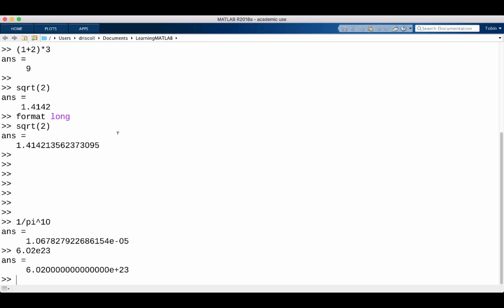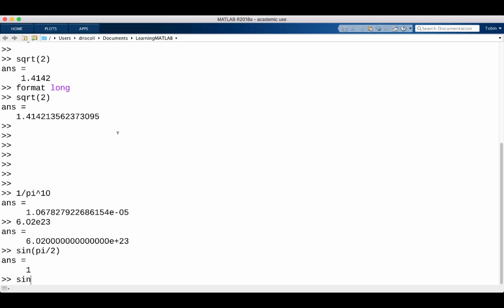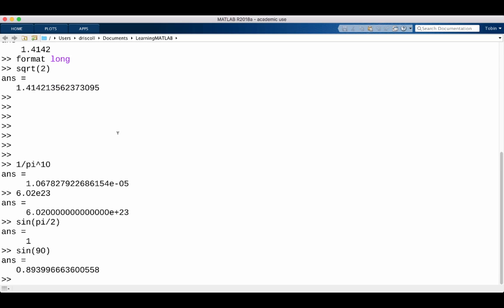Okay, you've seen the square root function already. All the trig functions you know and love are here too. They expect their arguments to be given in radians, not degrees. Notice that the constant pi is predefined.